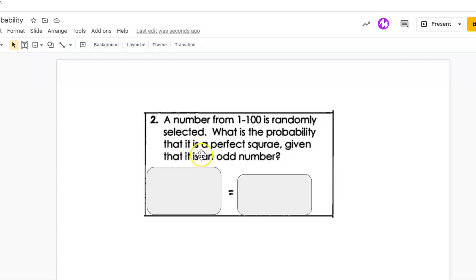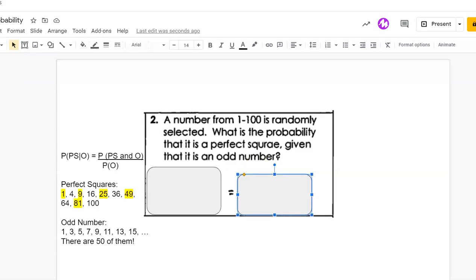All right, this one's not a note card, but I do want to talk about it. A number from 1 through 100 is randomly selected. What is the probability that it is a perfect square, let's just say square, not square, given that it is an odd number? Okay, so a perfect square given that it is an odd number. Okay, so I wrote it in the context of the problem. The probability it's a perfect square given that it's odd.